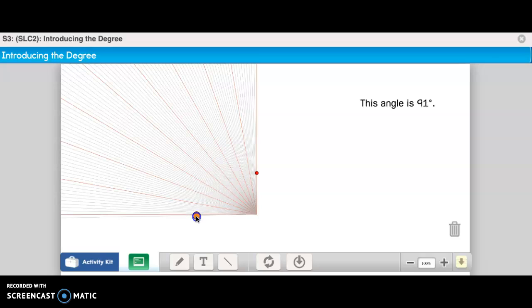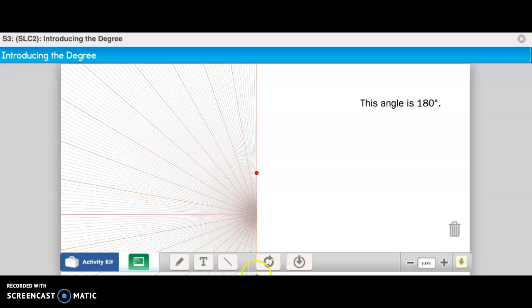Now, if I were to move this to 91 degrees, do you know what this would be called? Past 90 degrees, it would be called an obtuse angle. 91 degrees and greater is going to be considered obtuse. As soon as I go to 180, this is called a straight angle. Exactly 180 degrees is a straight angle. If I were to go 179, it's still obtuse. 180, it is a straight angle.